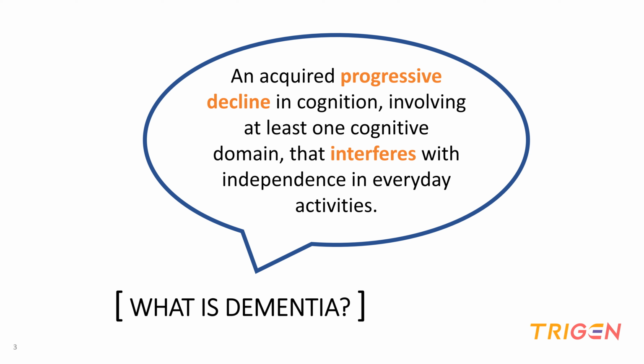What is dementia? Dementia is defined as an acquired progressive decline in cognition involving at least one cognitive domain that interferes with independence in everyday activities. This is irreversible and symptoms will gradually worsen.